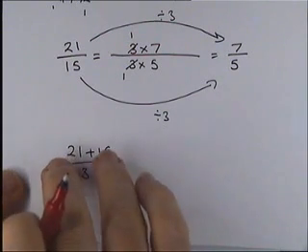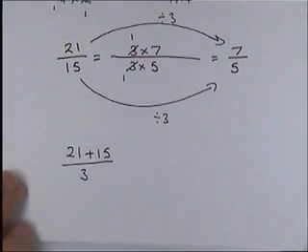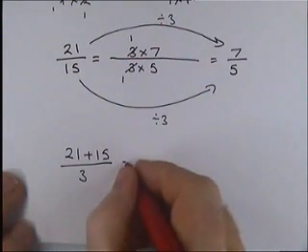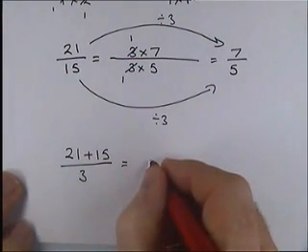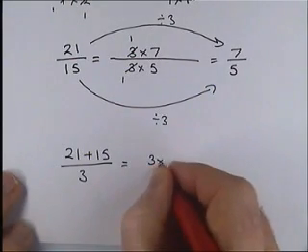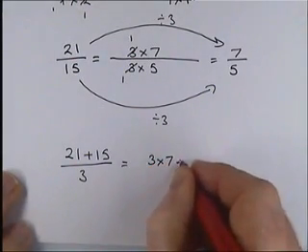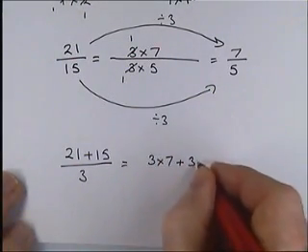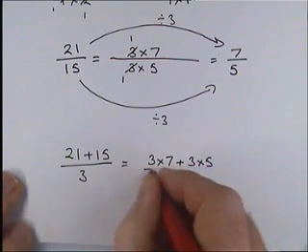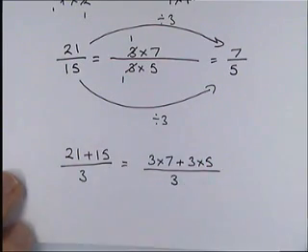But if we leave them split out like that, so we leave them as a sum on top, let's look at factorizing. Well, let's factorize the 21 and we can get 3 times by 7, and factorize the 15 and we can get 3 times by 5, and that's still over 3.